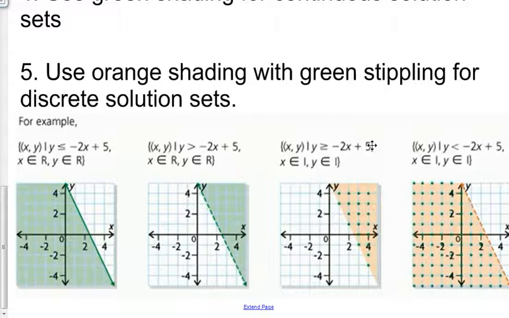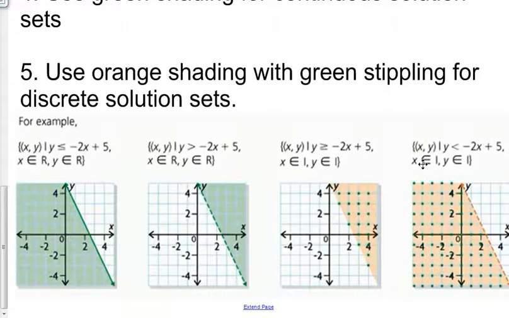This third example, I have x and y such that y is greater than or equal to negative 2x plus 5. Here, x and y are both in the integers. That means that 1.5, 2.5, anything with decimals are not going to be included in the solution set, so I have to use stippling. It's going to be orange, but it's going to be green.